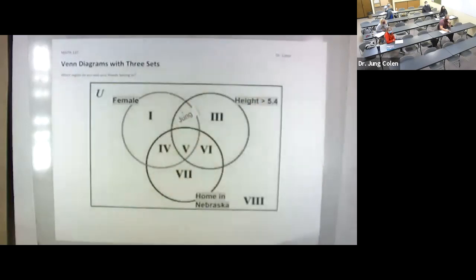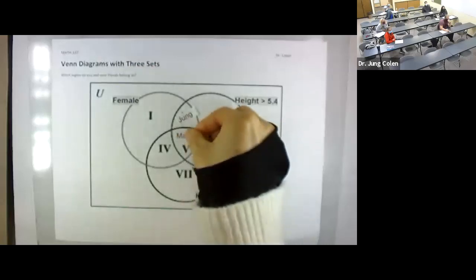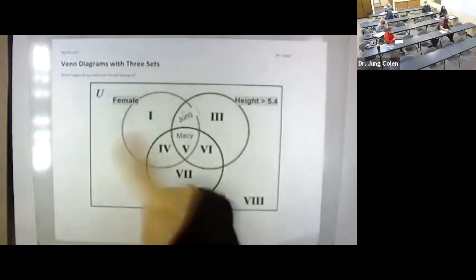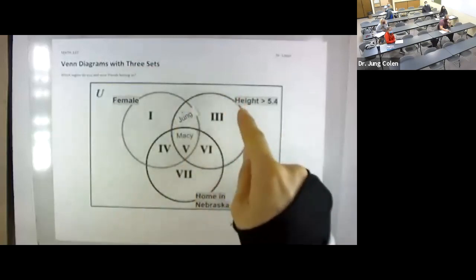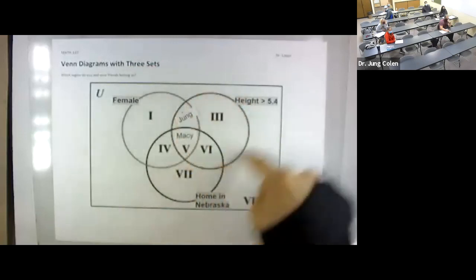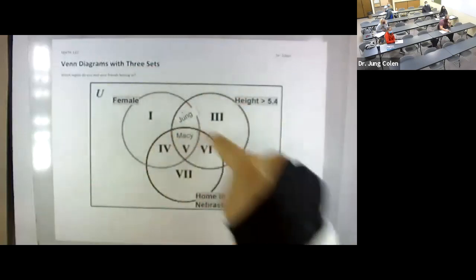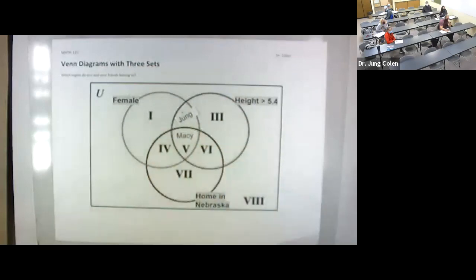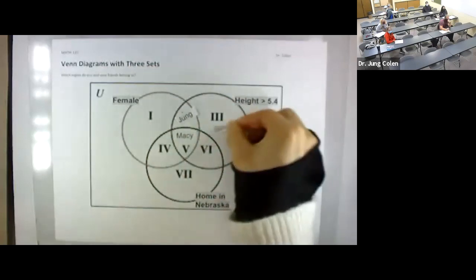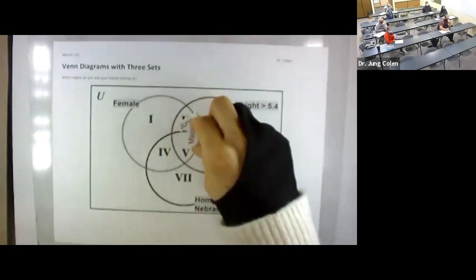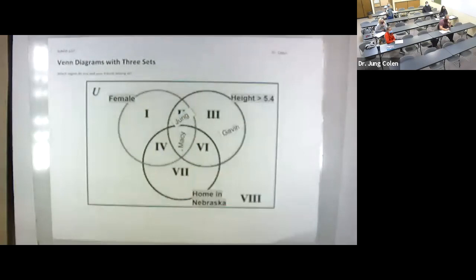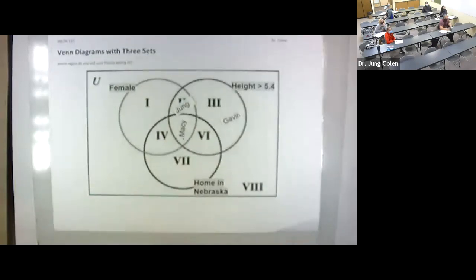Okay. I have Macy. Macy, where do you go? Which region? 5. So explain that. I'm a female, I'm 5'8", and I live in Nebraska. 5'8". Wow, she's tall. So she goes here, and her home is in Nebraska. So excellent job, very good. How about Gavin? 3, tell me about it. I'm not a female. My house is not in Nebraska. And I'm like 6'3". There we go. So it makes sense, right?